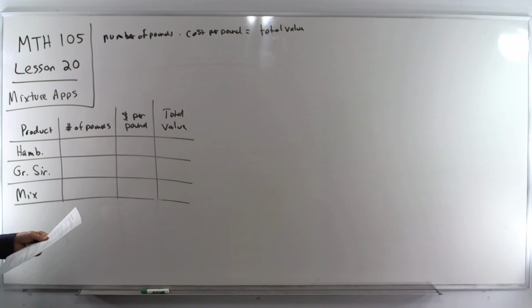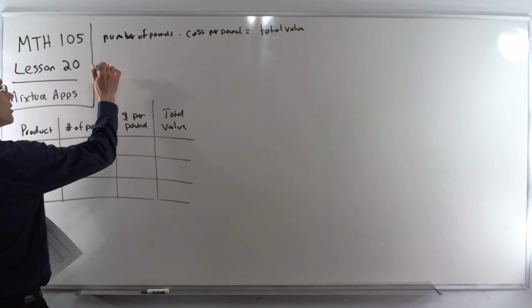All right, so what we don't know, the two unknown quantities, are the amount of the two types of ground beef. So it doesn't matter which one we choose to be the variable. I'm just going to say H for pounds of hamburger.